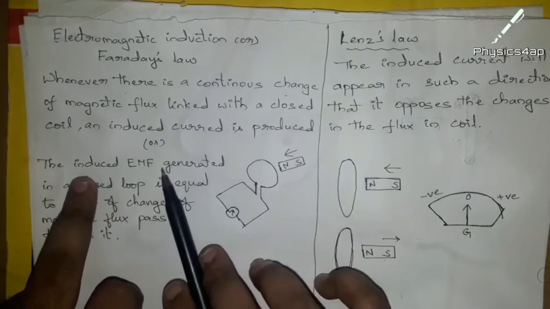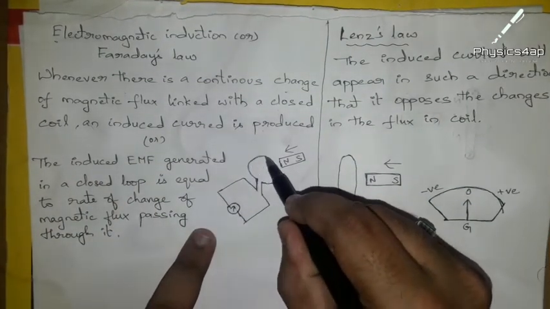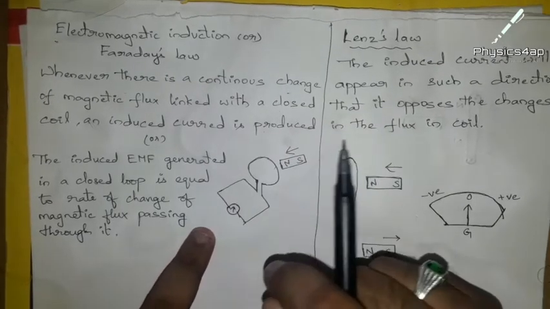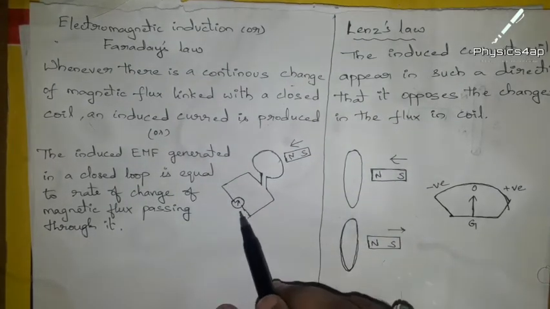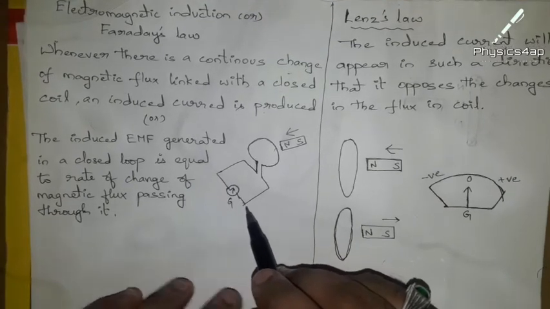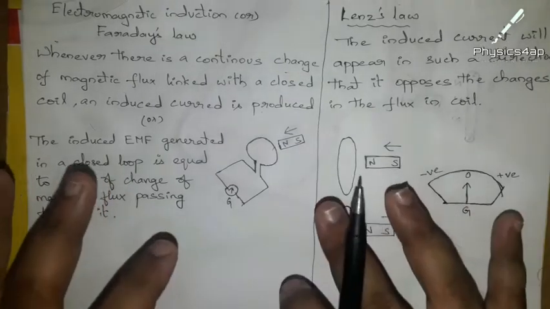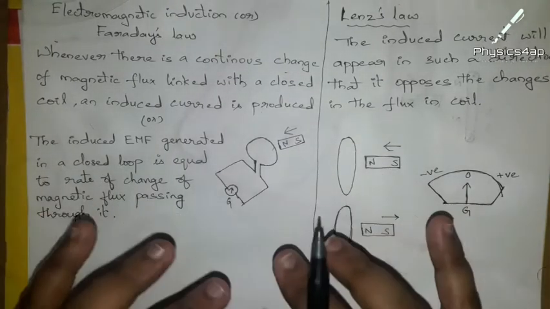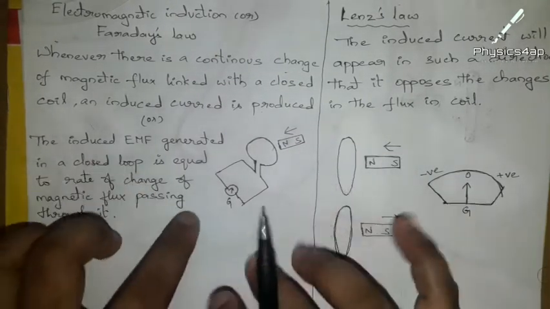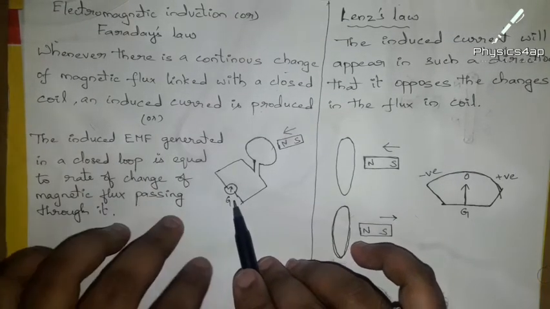So here we have taken a copper coil, wound it around, and the copper coil is connected to the galvanometer G. What is the use of the galvanometer? Here the galvanometer is used for the detection of current, to find out whether the current is present or not. To find out the presence of current, we need an instrument called the galvanometer.